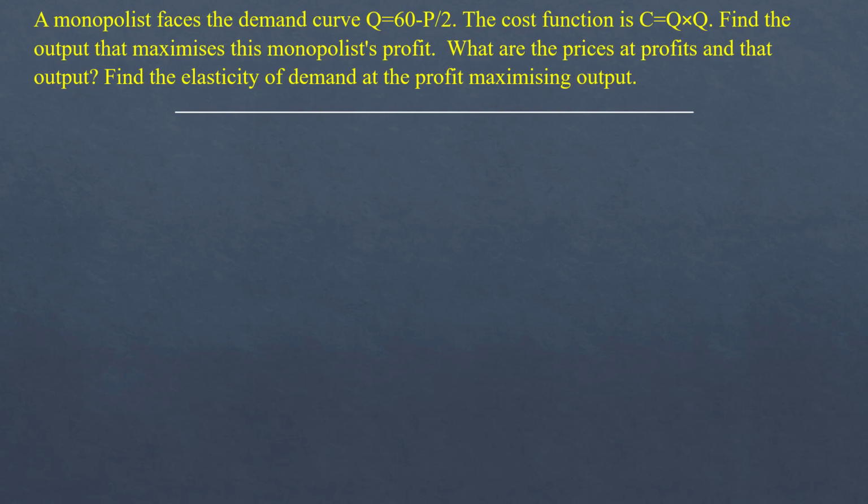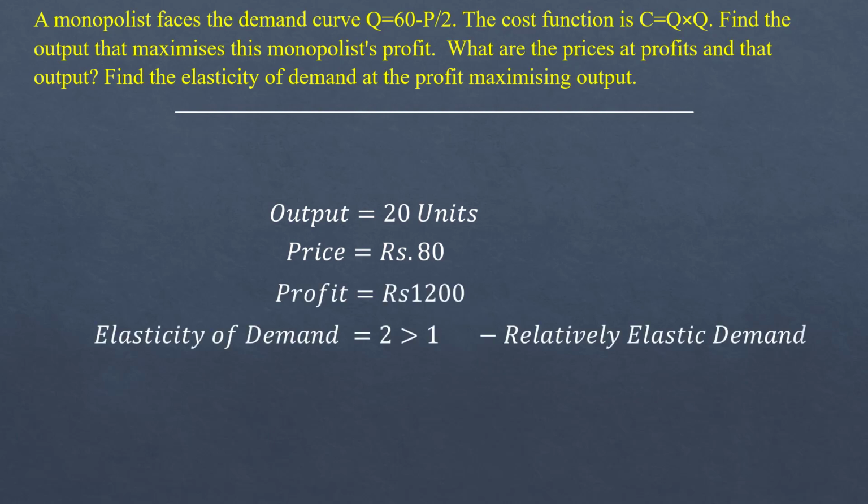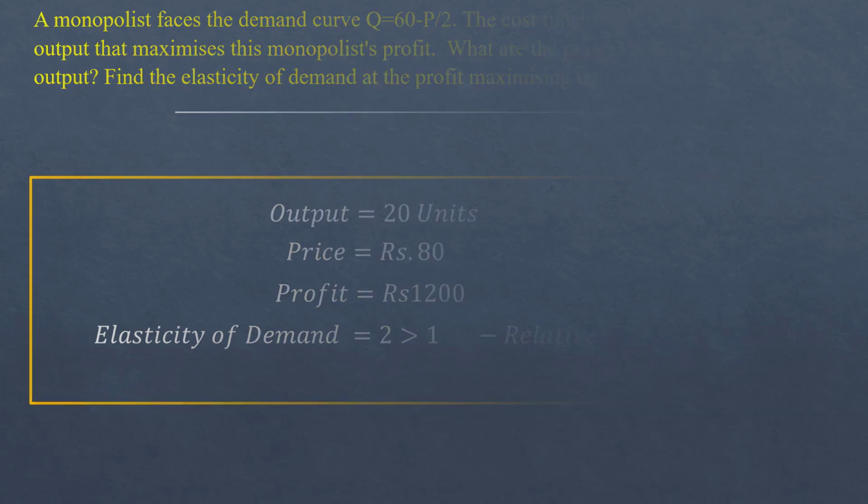Let us summarize the result. Output 20 units, price 80 rupees, profit 1200 rupees, elasticity of demand 2. Demand is relatively elastic. We have successfully finished the problem.